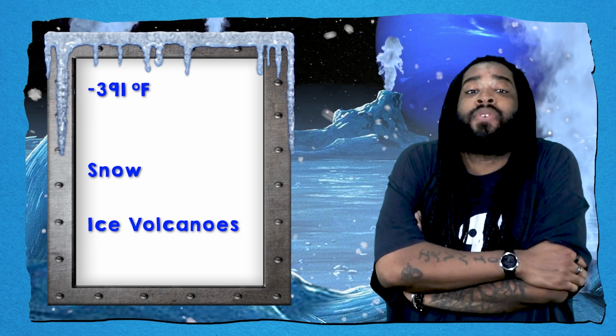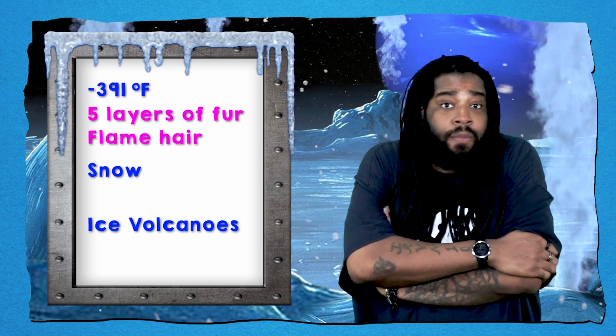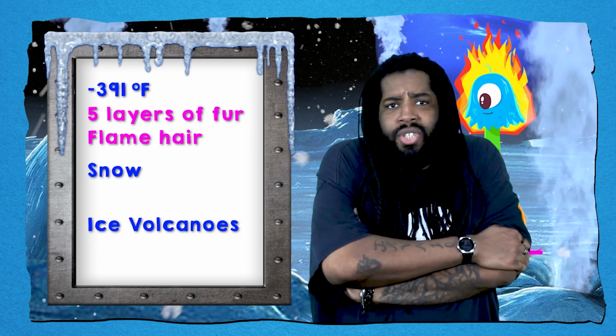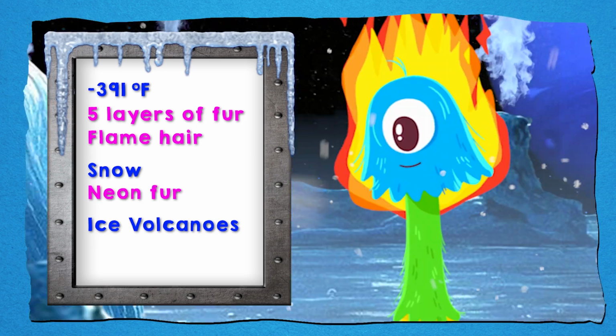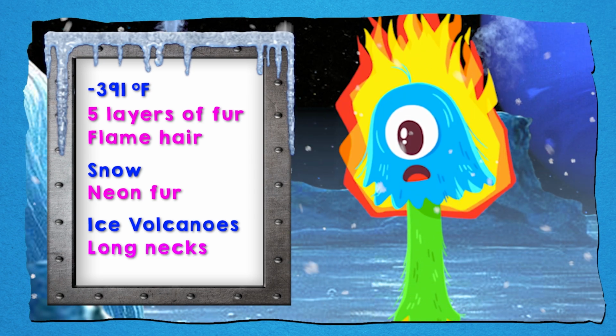Oh, how about they're covered in 5 layers of fur, and their hair has flames on it to help keep them warm. And also, they wouldn't want to lose each other in all the snow, so they have neon fur. Don't forget, we also have long necks to see over all of these ice volcanoes.